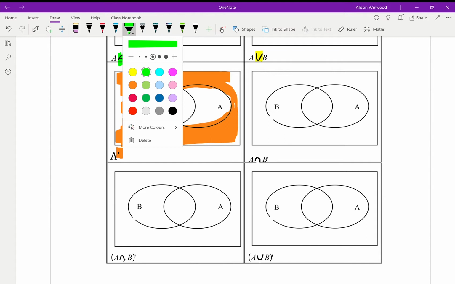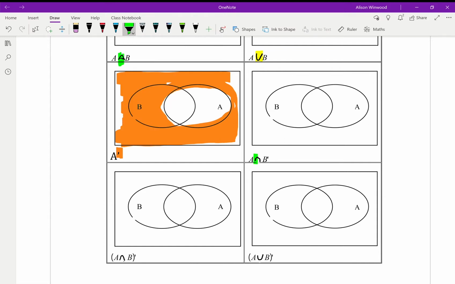When we do an intersect diagram, we need to think about the two regions first before we do any colouring. So we want it to be inside A, but at the same time not inside B. So on this diagram it needs to be inside the A circle, but at the same time not inside the B circle, which can only be this part here. So that's A intersect B dashed.